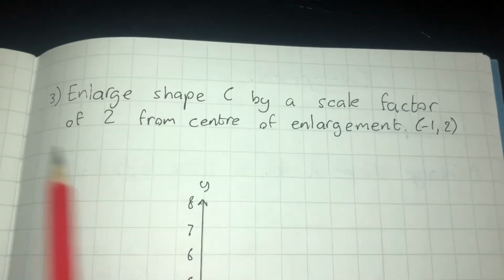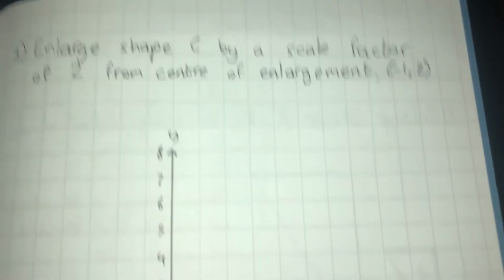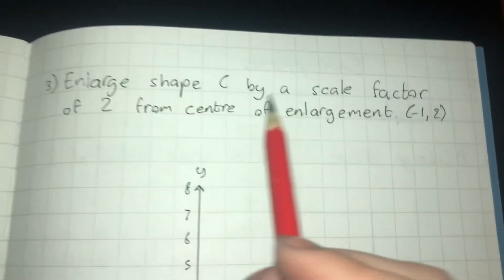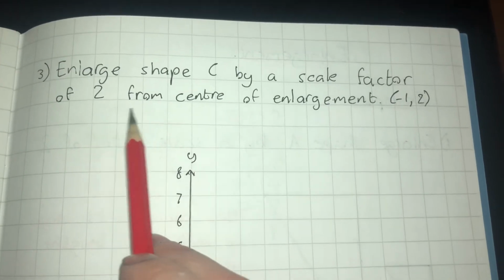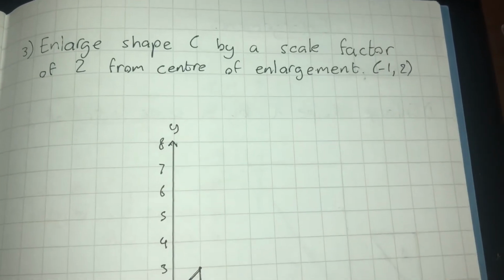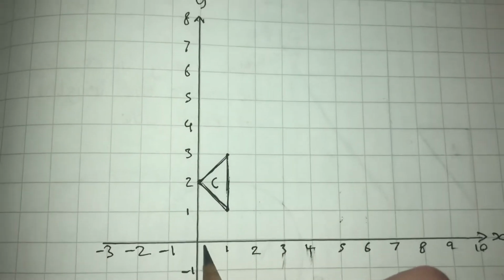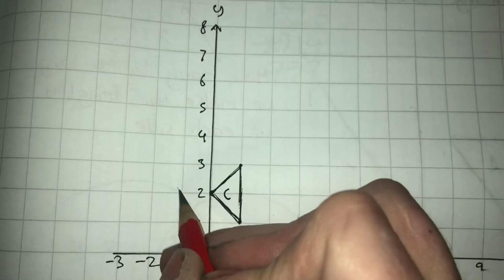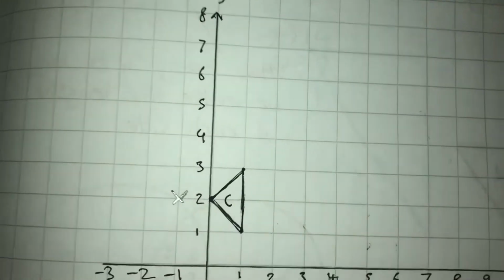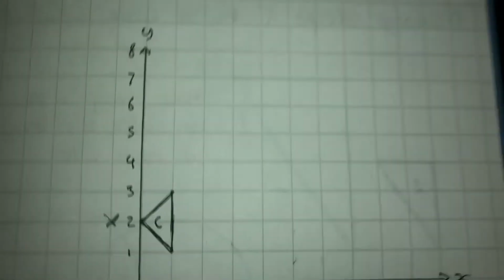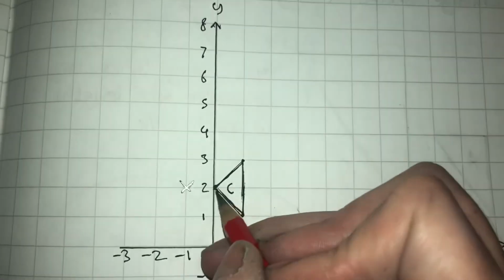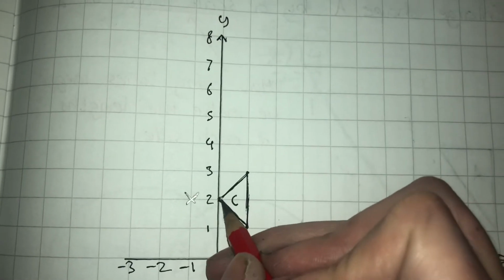plotting coordinates. This time we're going to enlarge shape C here, drawn on XY axes, by a scale factor of 2 from centre of enlargement (-1, 2). So that is going -1 across on the x-axis first, and then 2 up. Here is my centre of enlargement. The first thing you do is plot your centre of enlargement.